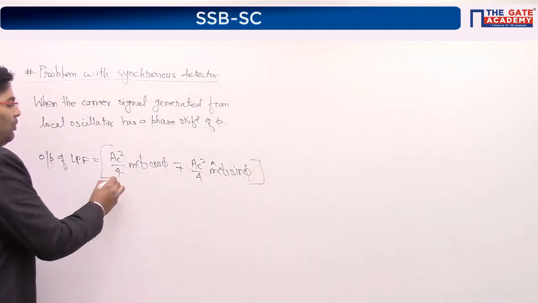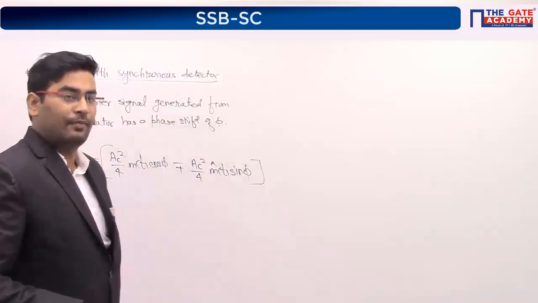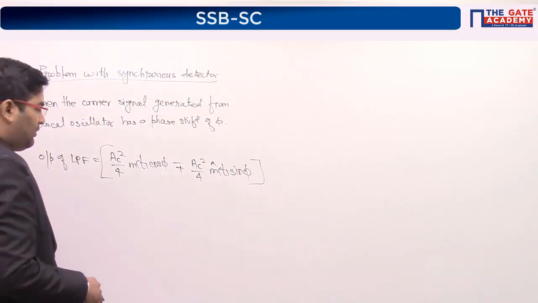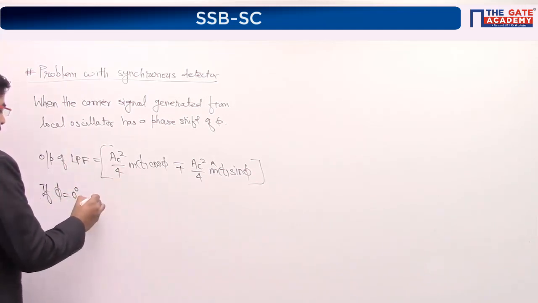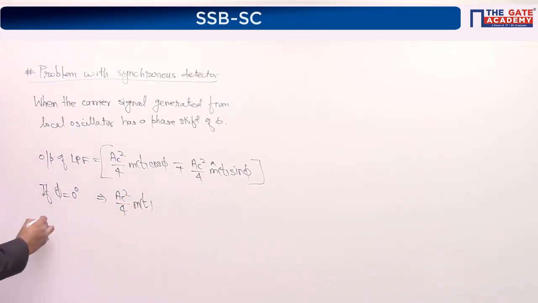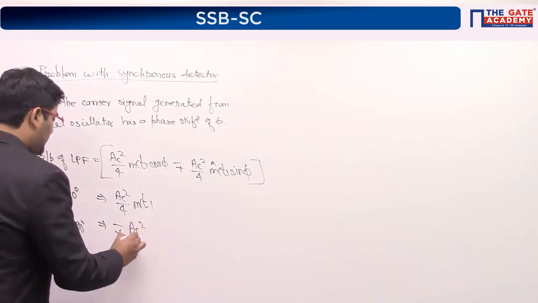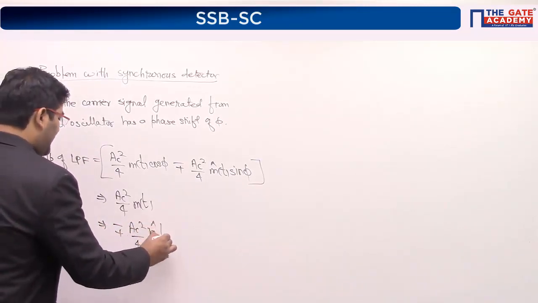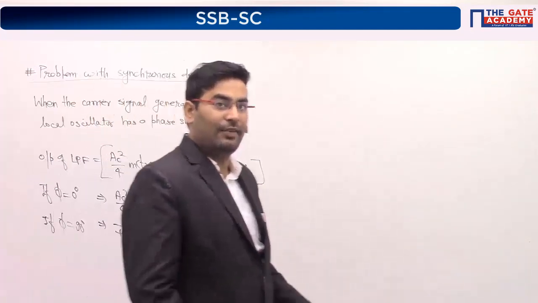Please remember this, don't ask for proof and all, it is a little lengthy. AC square by 4 m(t) cos phi. You want to do the proof, you can do it, but don't ask me. Just keep in mind, if phi is equal to 0, then again it will come to AC square by 4 m(t). But if phi is equal to 90 degrees, then you will get minus plus AC square by 4 m hat(t). So rather than receiving the message signal, you got the Hilbert transform of that.